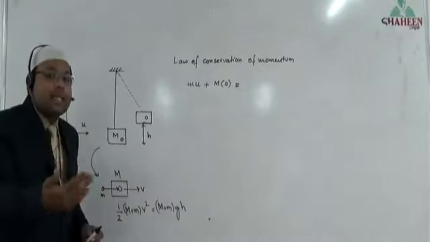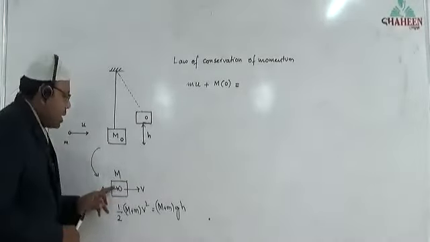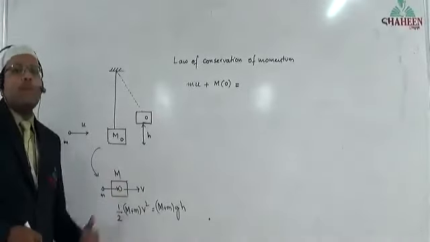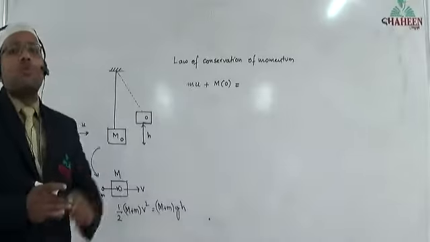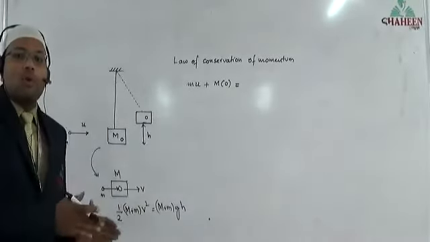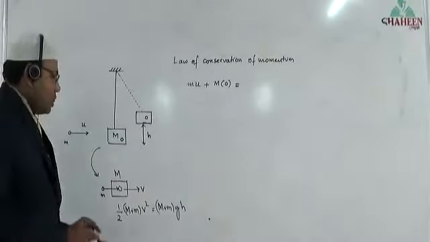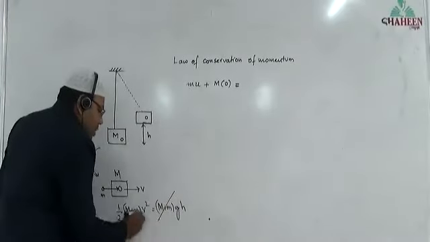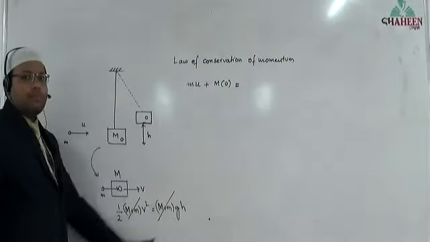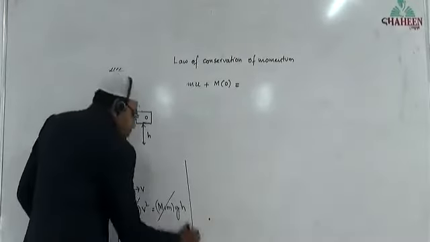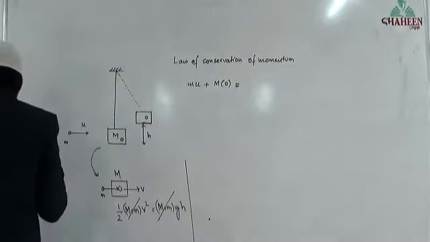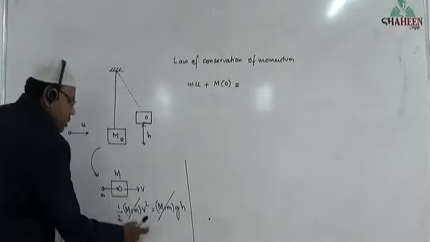Why am I taking M plus m? What is the reason? Because along with the block the bullet is also moving. I repeat once again, along with the block the bullet is also moving. So therefore this and this get cancelled. So what is this v? Is this part visible? Yes, okay, fine, let us continue.